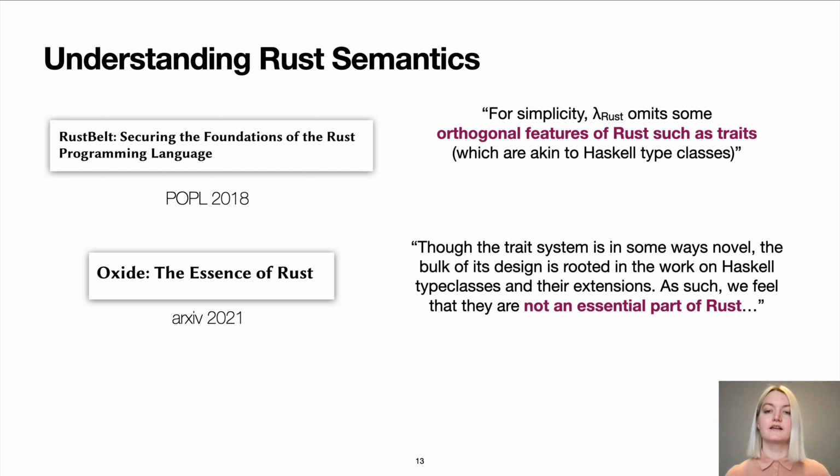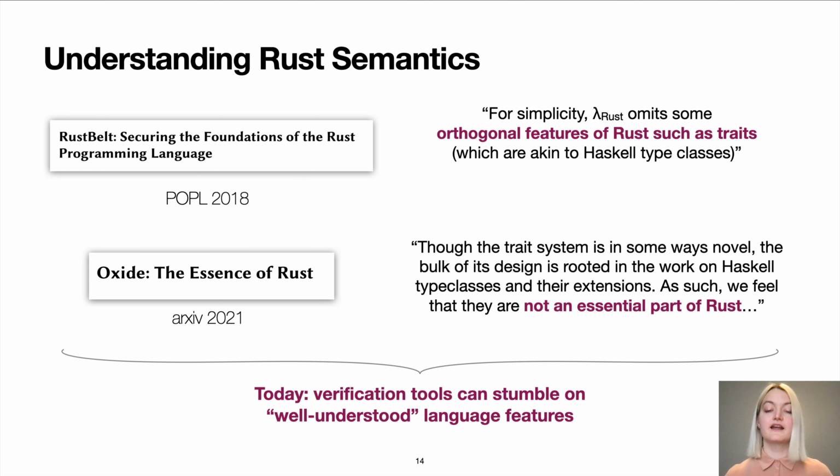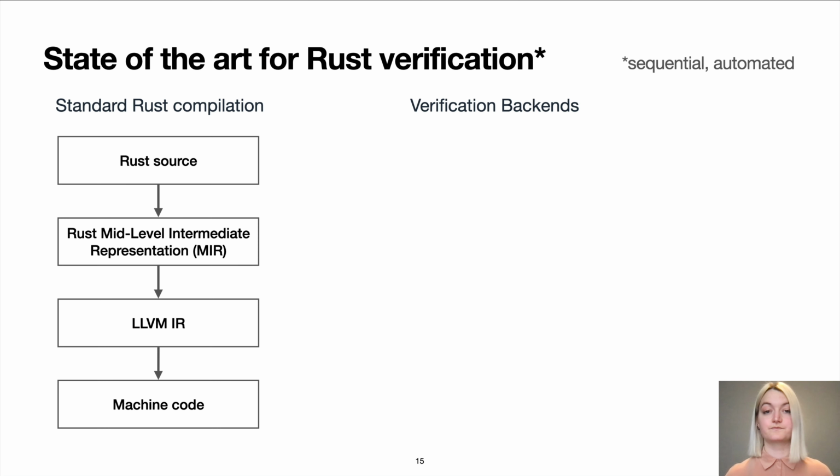And while it's true that traits share some similarities to Haskell type classes, today I want to argue that verification tools can and do stumble on these well-understood language features. So if you're concerned with applying software engineering research in verification in practice, you really need to be able to wrangle with these language features that might have surprisingly tricky implementations.